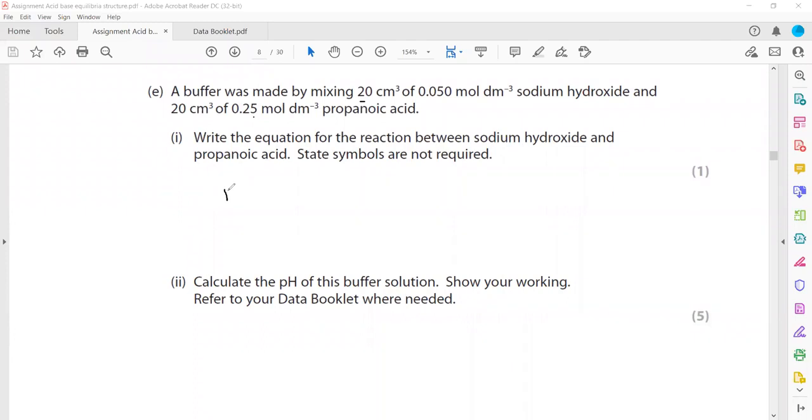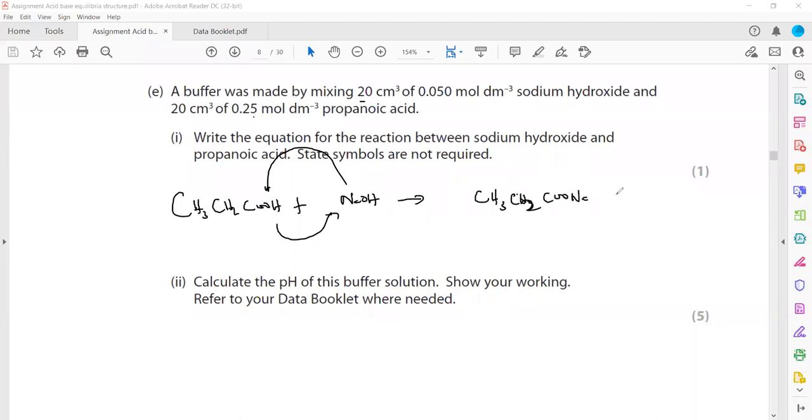So we have the formula for the reaction between propanoic acid. Prop means 3 carbon, so CH3CH2COOH reacted with sodium hydroxide, NaOH. As a result, sodium will displace this hydrogen, so it will form CH3CH2COONa, sodium propanoate, plus H2O. State symbols are not required, but acids are aqueous, alkali aqueous, salt aqueous, and water is liquid.